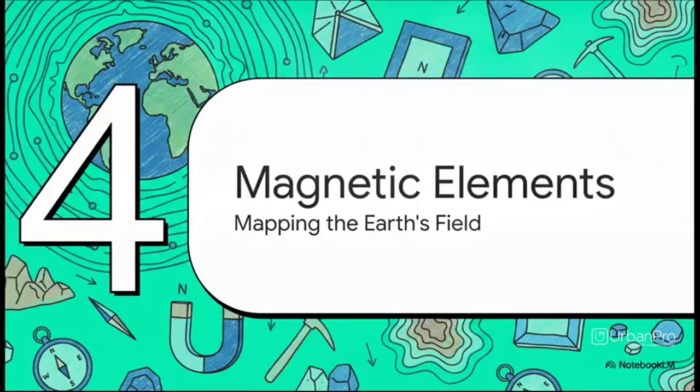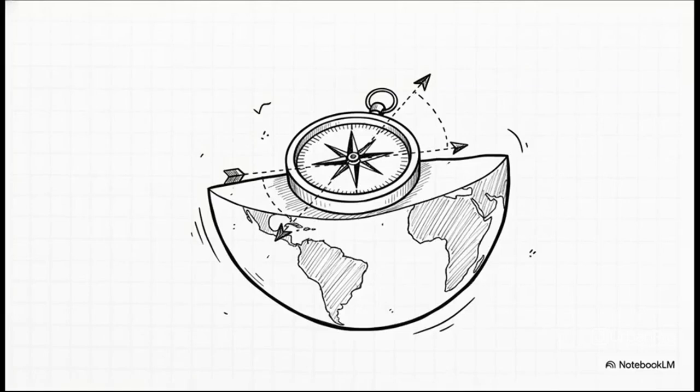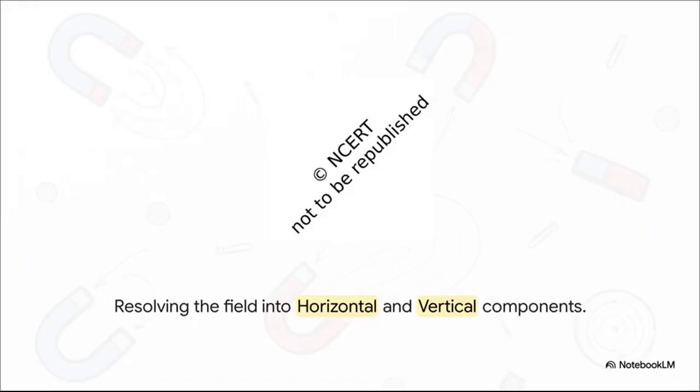Section 4. The three magnetic elements. So to actually pin down the Earth's vector magnetic field at any specific location on the surface, you must measure three independent quantities. Geologists call these the magnetic elements of the Earth. And they are: 1. The magnetic declination, 2. The angle of dip or inclination, and 3. The horizontal component. Let's quickly walk through the geometry of this.